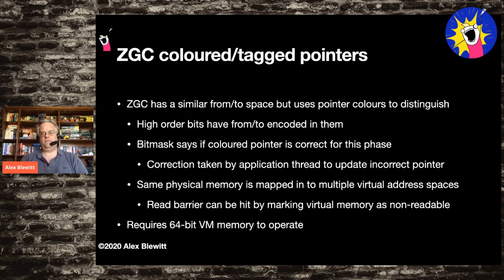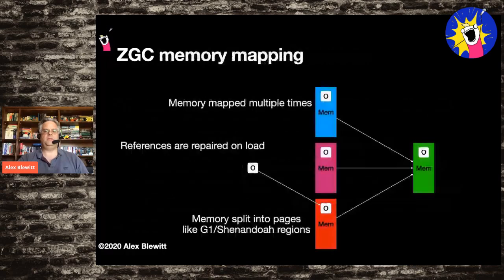It does use a lot more virtual memory. It doesn't use much more physical memory. And like with Shenandoah, it can concurrently fix up references that look at the wrong place, that look at a different place. One difference between Shenandoah and ZGC is that ZGC will require 64-bit virtual memory to operate, so it doesn't run on 32-bit systems.